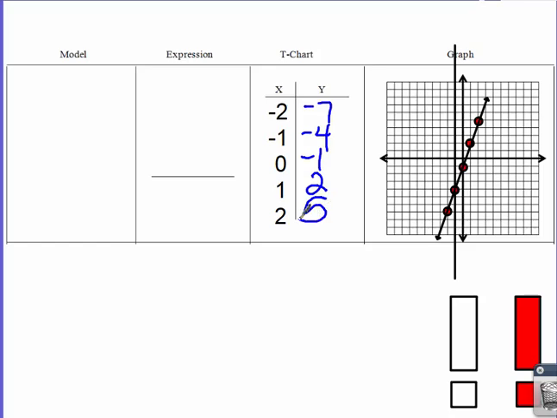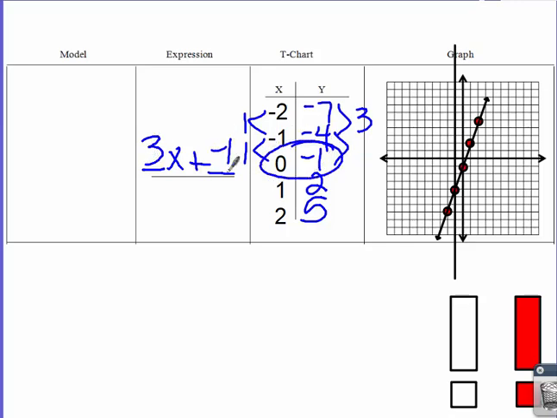Okay, so now we go from our T-chart. Now that we've created our points, or got our points off our graph, we now write the expression of blank x plus blank. So our pattern on the right is increasing by 3. Our pattern on the left is increasing by 1. 3 divided by 1 is 3. What is my y value when x is 0? -1. And now you create your model.